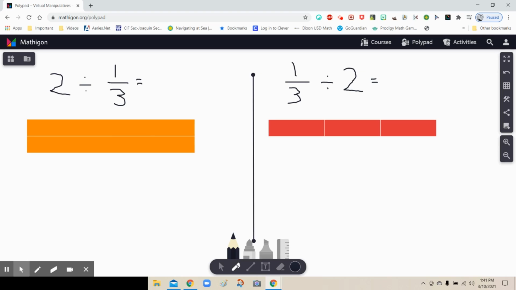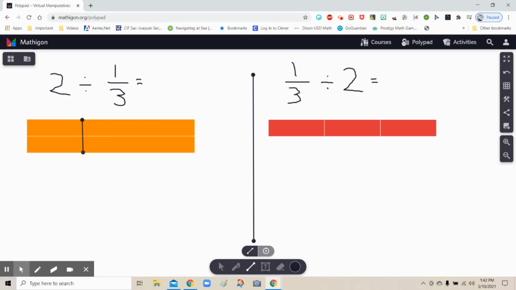We're going to solve both of these problems, and then we're going to talk about how, even though they're almost identical, there are some differences that are really important. So we'll start on the left side. 2 wholes divided by 1/3. I've already got 2 wholes here for you, and we're going to take each of these 2 wholes and divide them both into thirds. I will try to be as accurate as possible.